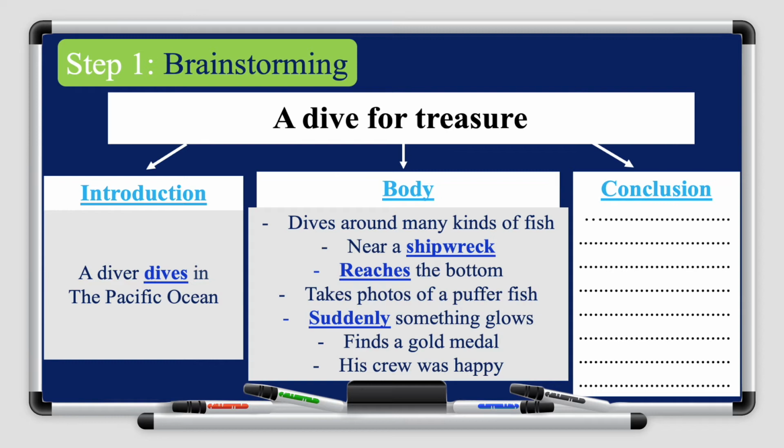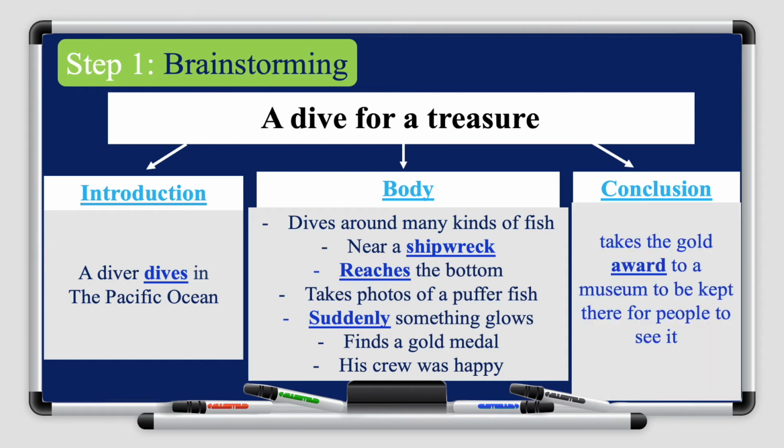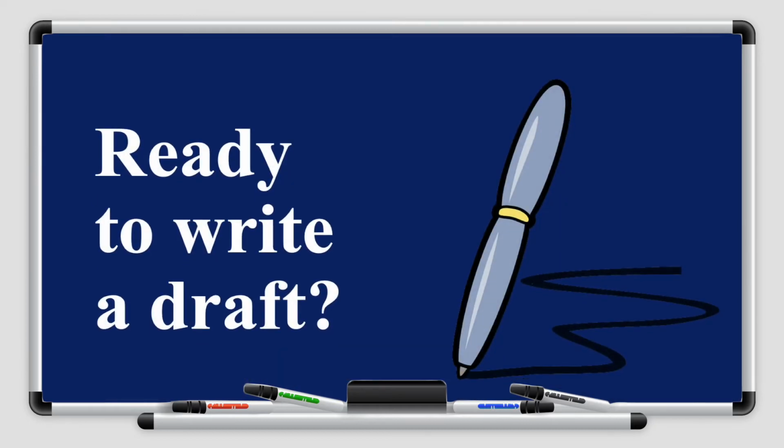Dives around many kinds of fish near a shipwreck. Reaches the bottom, takes photos of a pufferfish. Suddenly, something glows. Finds a gold medal. His crew was happy. And in my conclusion, I'm going to say he takes the gold award to the museum to keep it there for people to see. Okay, so here I have all my ideas.